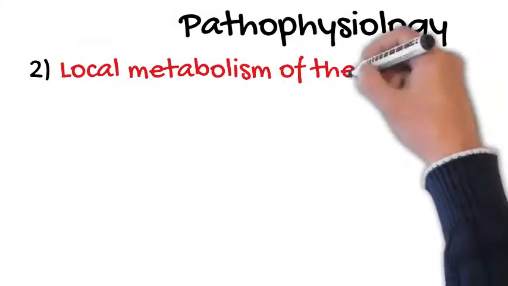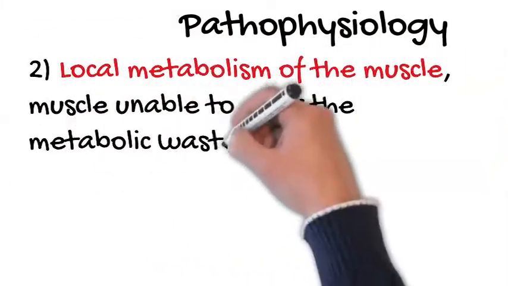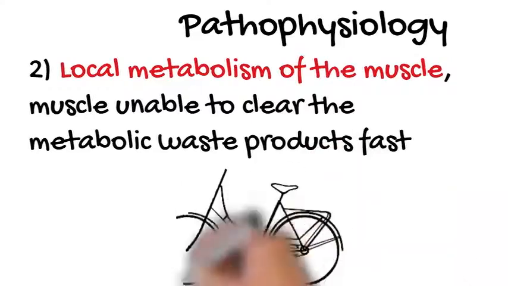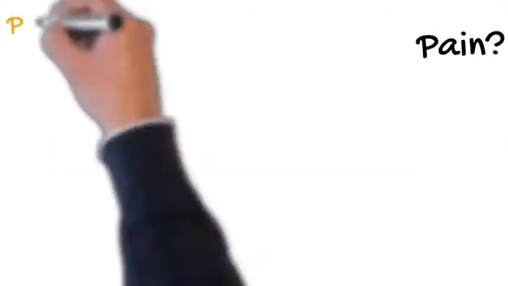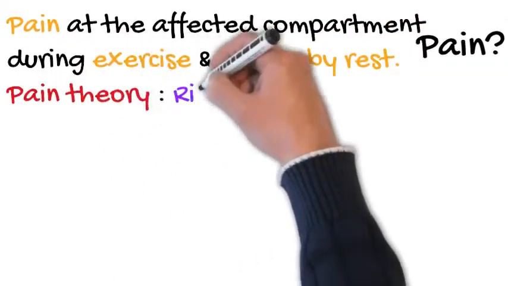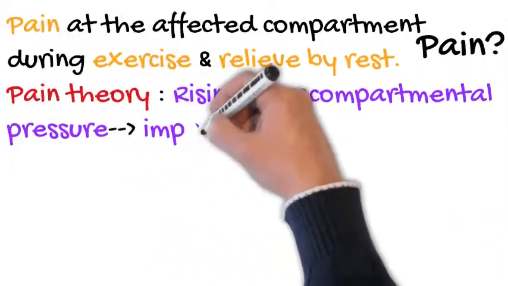Number 2. Another pathophysiology is due to local metabolism of the muscle, whereby the muscle is unable to clear the metabolic waste product fast enough. The patient will present with recurrent pain and disability of the affected muscle and nerve.